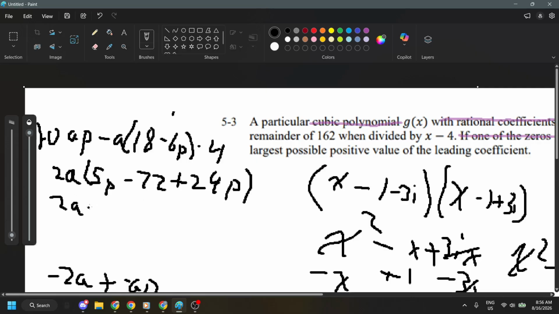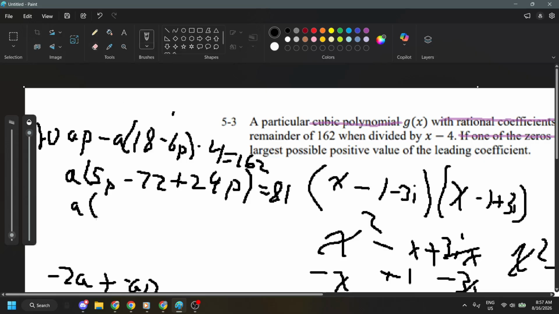So 2a, and then this is the remainder. So this is all equal to 162. A has to be a positive integer, and p also has to be a positive integer. So realistically, I could divide this by 2, and we get 162 divided by 2 is 81.